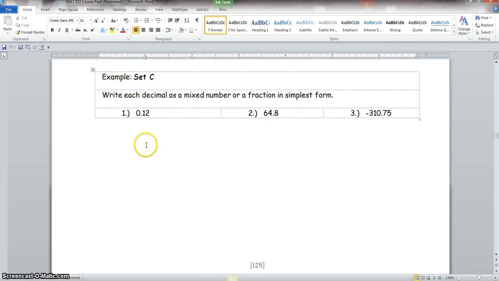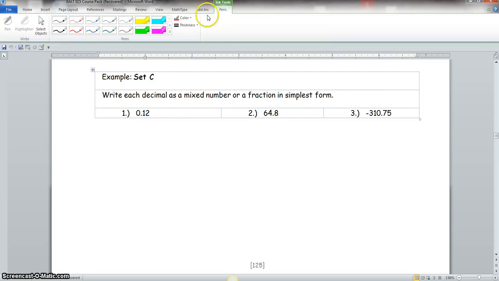It says example set C. We have to write each decimal as a mixed number or a fraction in simplest form. So what we would do is this here. We have 0.12. We know that's 12 over 100. For some reason, it's not showing.